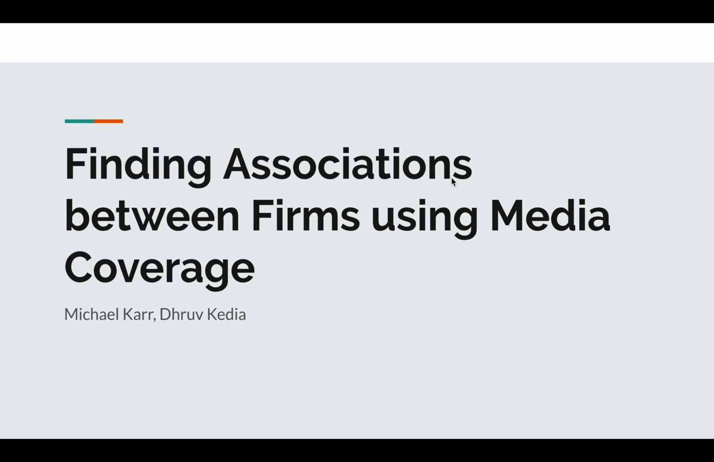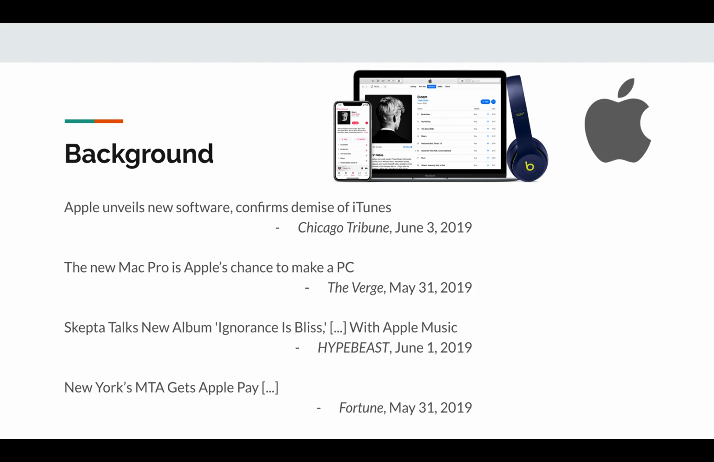We're Michael and Dhruv, and today we're going to be presenting about finding associations between firms using media coverage data. So, a bit of background: a company like Apple in today's day and age is in a lot of different markets at the same time, and it can be represented as several different kinds of companies, for example, software, hardware, entertainment, and financial, depending on the context.